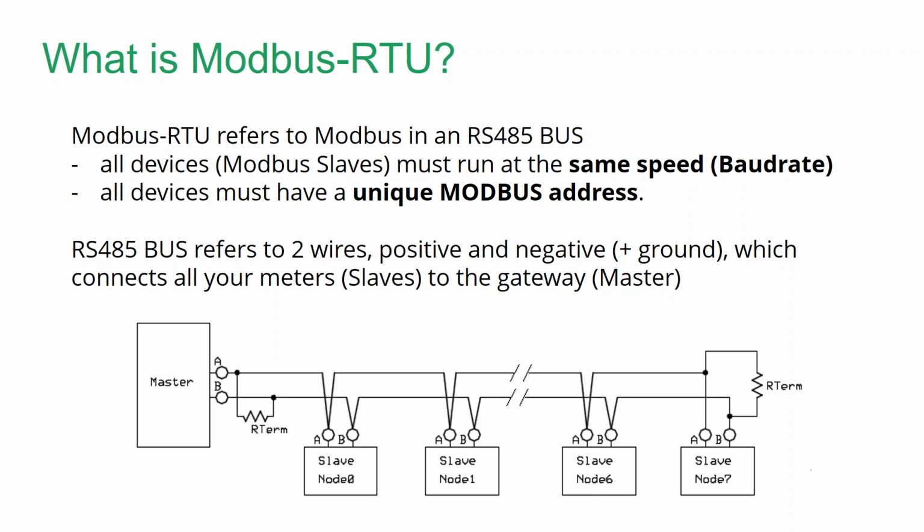This is how it works. In an RS-485 bus, you have to set all the devices to run at the same speed, or baud rate, okay? And all the devices have to have a unique Modbus address. All devices have to be set to a different Modbus address so that I know who I'm talking to, okay? So this is basically what Modbus RTU is.